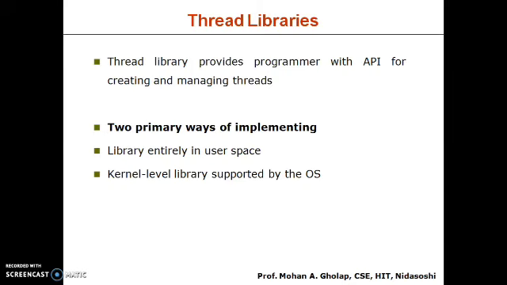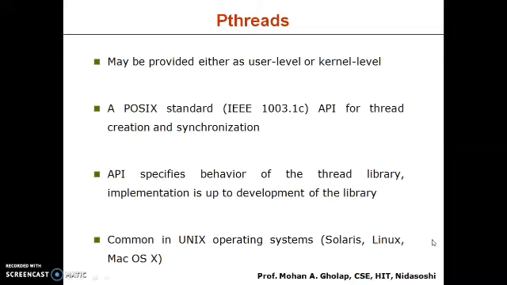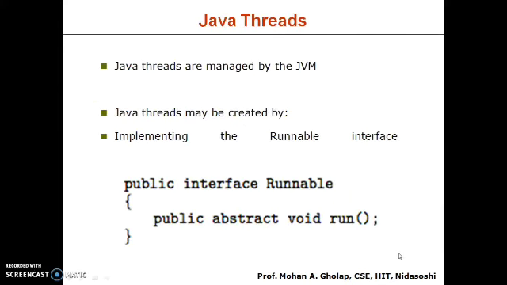There are two primary ways of implementing thread libraries. The first one is a library entirely in user space, and the second one is a kernel-level library supported by the operating system. Pthreads may be provided either as user level or kernel level. It is the POSIX standard API for thread creation and synchronization. The API specifies the behavior of the thread library; implementation is up to the developers of the library, and it is common in Unix operating systems as well as Linux and Mac OS.